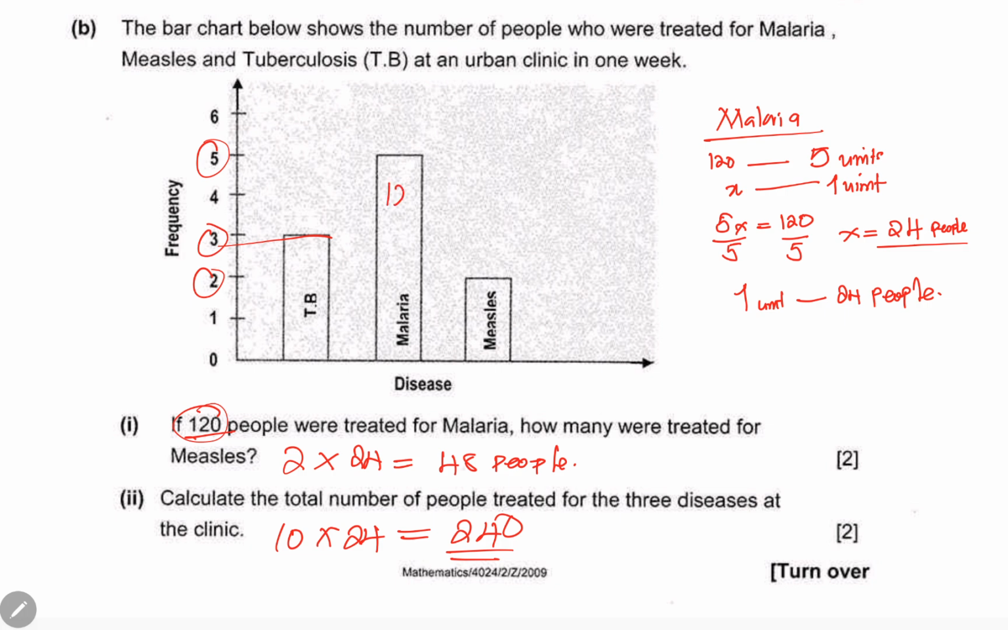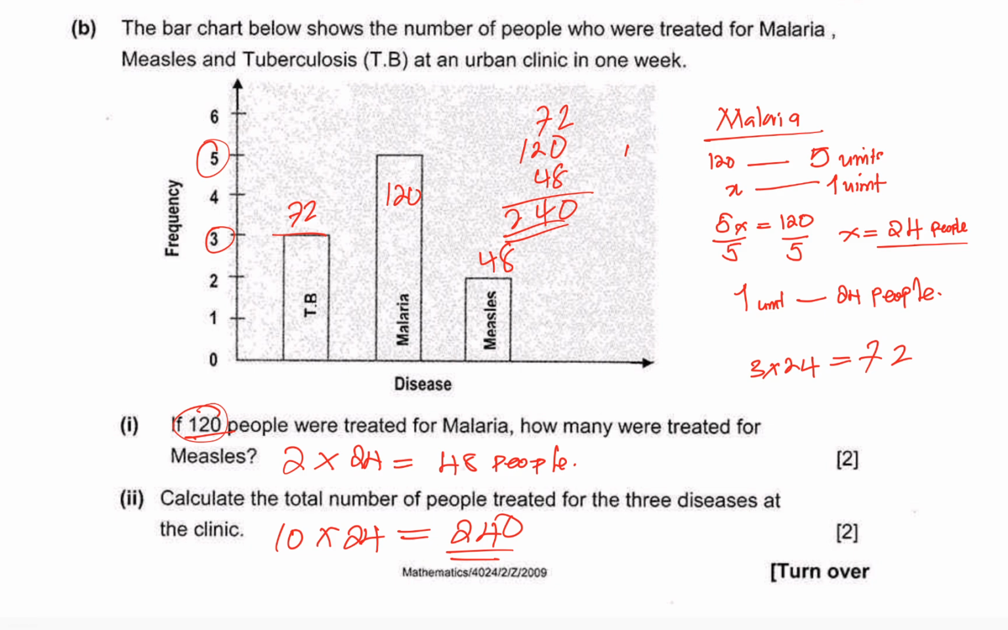Or the other way is that you use the people already found. You know that for malaria you have 120. For measles you have 48. What you need is to find for TB, which is 3 times 24. So you say 3 times 24, that is 72. Adding these, you say 72, 120, 48, giving 240. So either way, you are still arriving at the same answer.